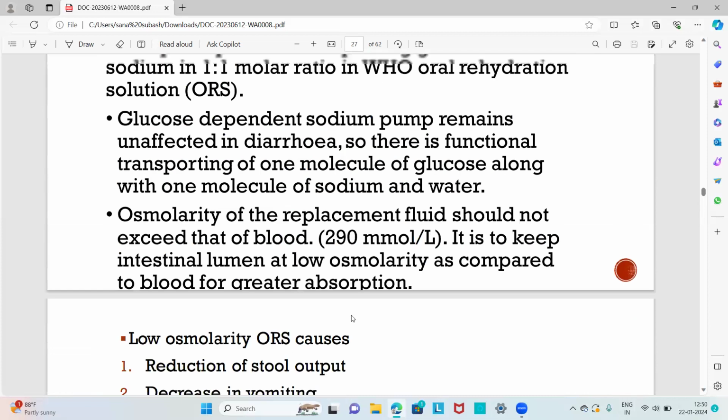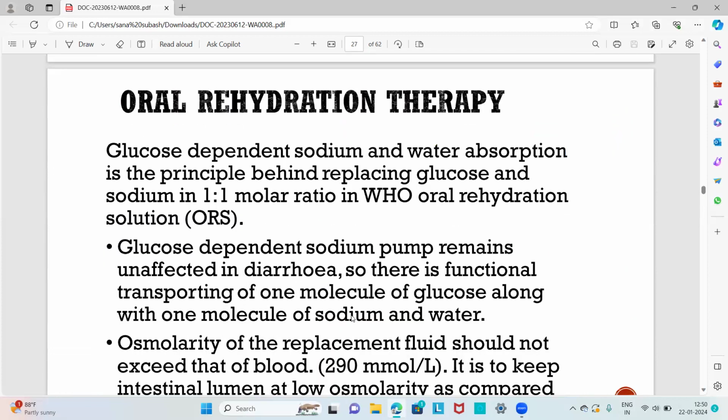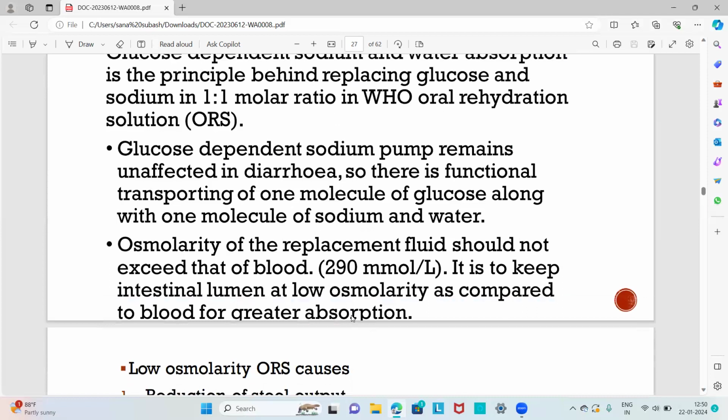Then a short note on oral rehydration therapy. That is, glucose dependent sodium and water absorption is the principle behind replacing glucose and sodium in the 1:1 molar ratio in the WHO oral rehydration solution. That is, along with the glucose, the sodium and water are also absorbed. That is the principle behind this oral rehydration therapy. Because the glucose dependent sodium pump remains unaffected in diarrhea, we have to give the oral rehydration solution, and along with this glucose, the sodium and water are also absorbed.